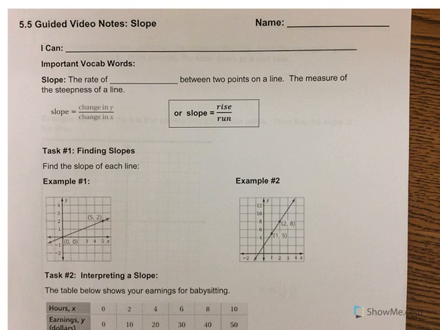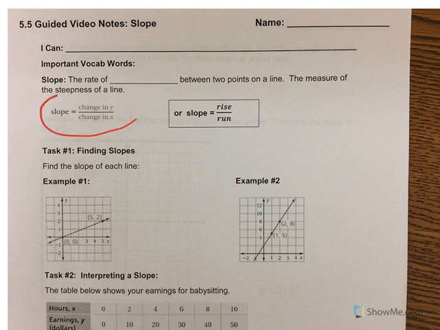First vocabulary term, and it's an important one: slope. Your slope is the rate of change between 2 points on a line, the measure of the steepness of a line. I think we've all used the word slope in describing how steep or shallow something is, like the pitch on a house's roof.